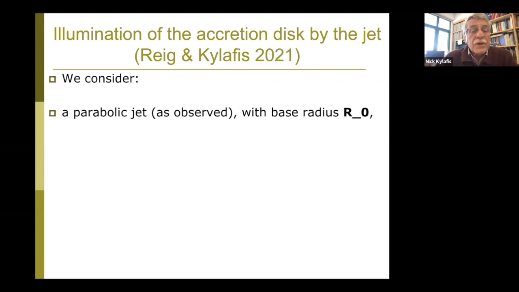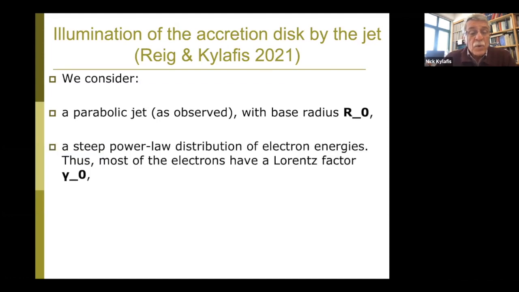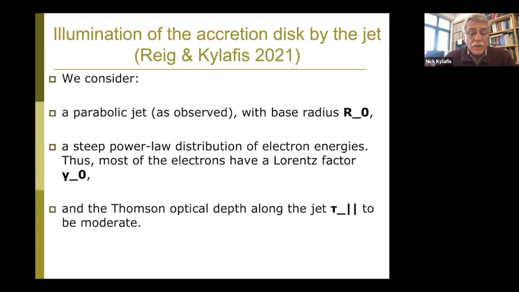Okay, we consider a parabolic jet, as is observed, with base radius R naught. We consider a steep power law distribution of electrons. Thus, most of the electrons have the minimum Lorentz factor, which we call here gamma naught. And the optical depth parallel to the jet is moderate. So these are the three parameters that we play with in this paper. These are electrons in the jet then?